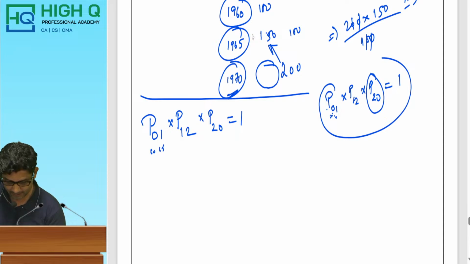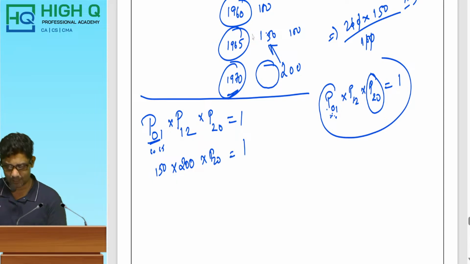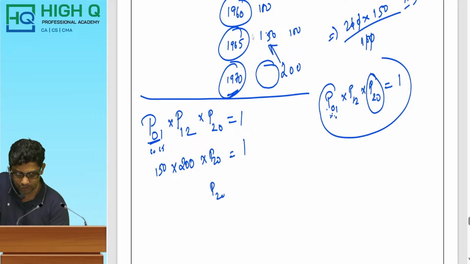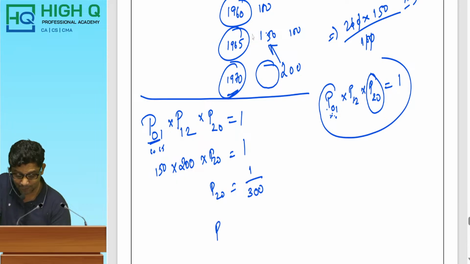So, but listen here, this one is given as what? Are you sure? What is next? P12 is what? We need not multiply it by 100, that is okay, fine. Into P20 is equal to 1. Ignore 100. So what is P20? I will be getting 1 by 300. Sir, 1 by 300 we are getting, because we don't want P20, we want P02, which is nothing but 300.